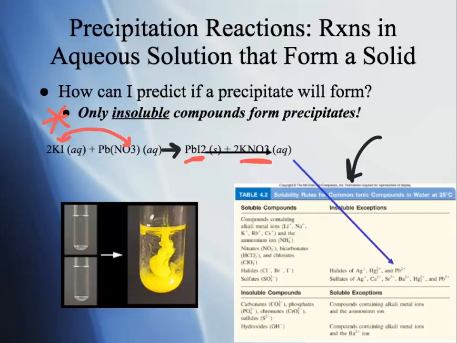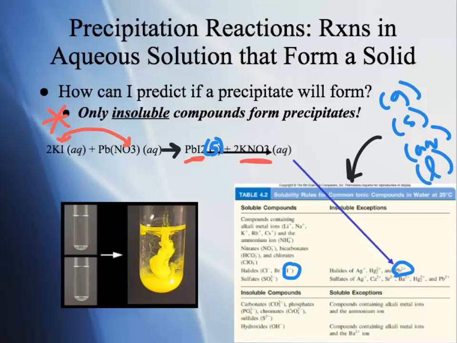Lead iodide. Iodide is part of those halides. They're generally soluble except when hooked up with lead. So that's why this one has a little S by it, because that means that it's insoluble. Okay, so that means a solid is going to form, right? Because remember, when we write out chemical reactions, we can put G for gas, S for solid, AQ for aqueous, or L for liquid. That means pure liquid.